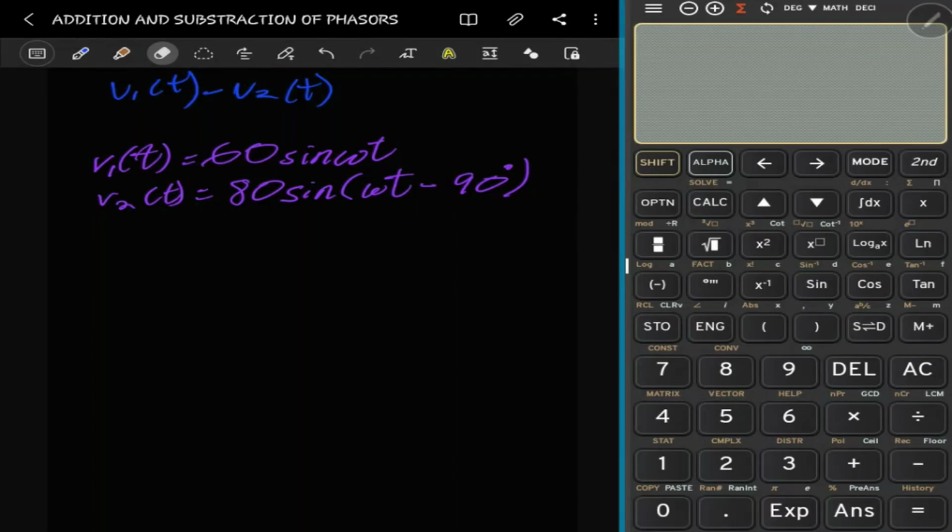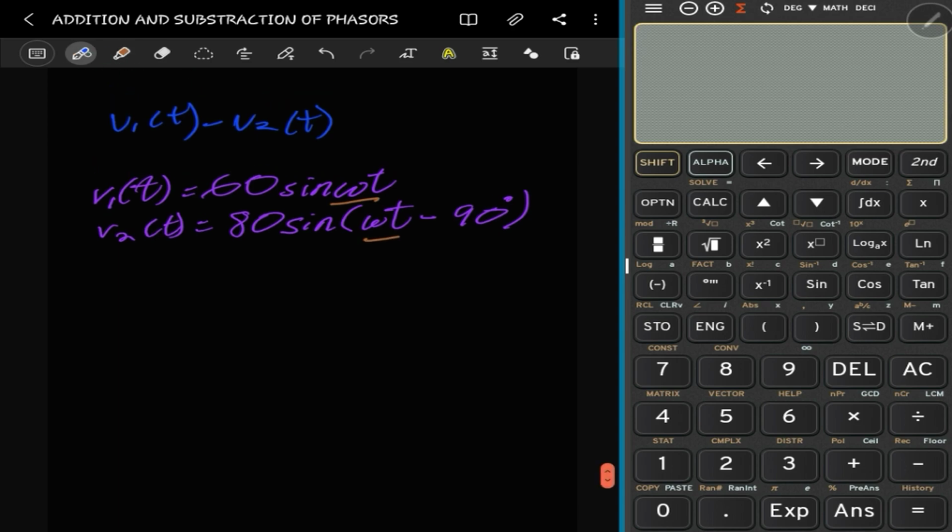What we do this time around is that we are subtracting them, right? When it comes to addition or subtraction, they must be of the same frequency. We've checked and seen that the frequencies are the same. When it comes to subtraction, the one that you're subtracting from the other, you reverse it. So let's write this out first. The v1 has no phase angle, so it's in line with the x-axis like this, right? And this one here is lagging the first one by 90, so it's like this. This is v2.